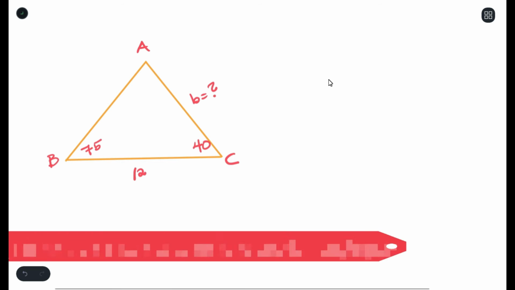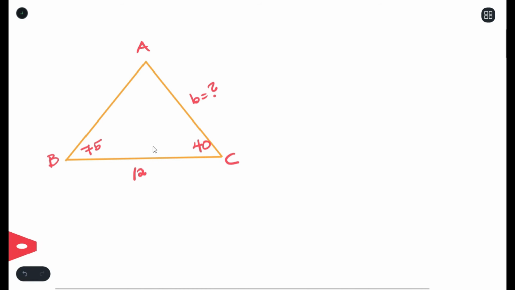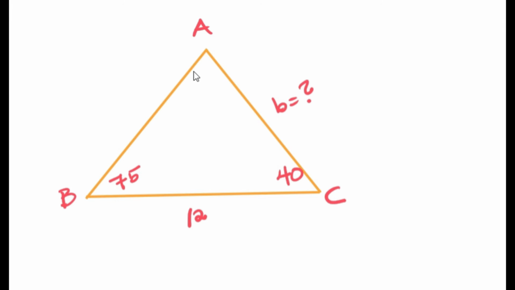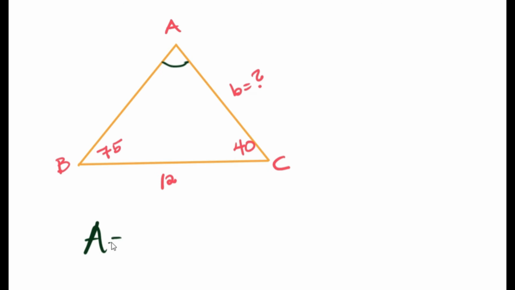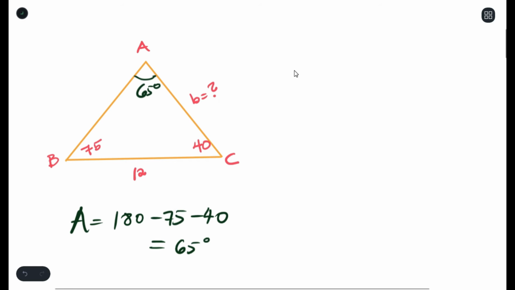Now for us to do that, we have to have a side and an angle pair. Now currently we do not have one, but we can create one by figuring out what this angle A is. So that's what we start with. So angle A is equal to, we do this because the interior angles of a triangle add up to 180, so that is 65 degrees. Now we can use the formulas of sine rule, which says that.